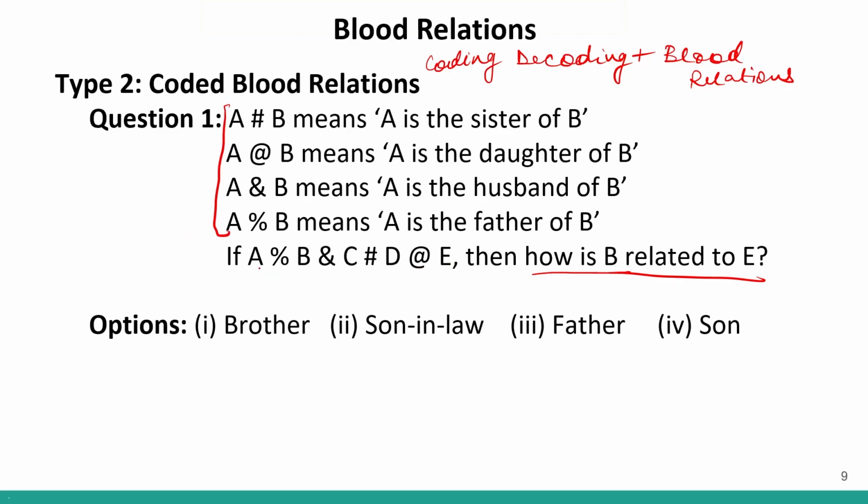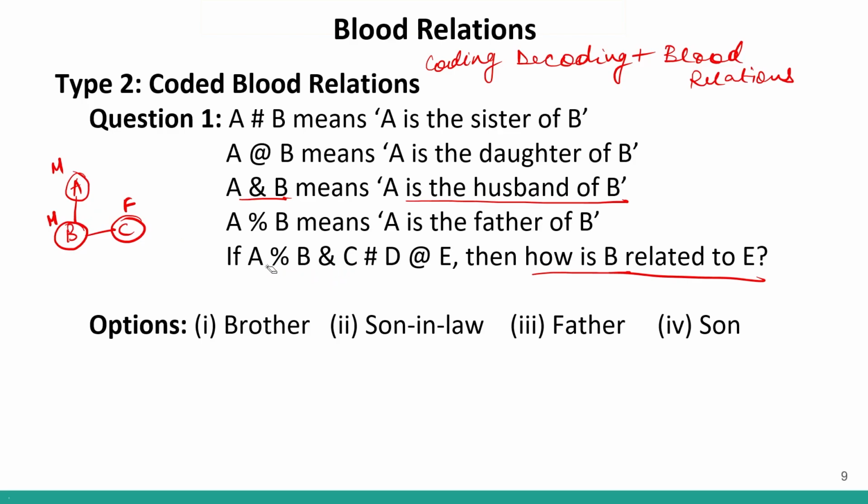Let us solve. A percentage sign B means A is the father of B. So A is the male father of B. B's gender is unknown. Moving forward, B and C means B is the husband of C. So B and C will be spouses. B is the husband, so B will be male. C will be female because B is the husband of C.